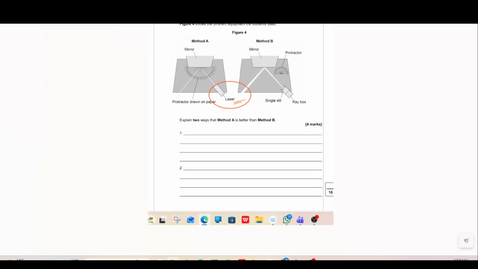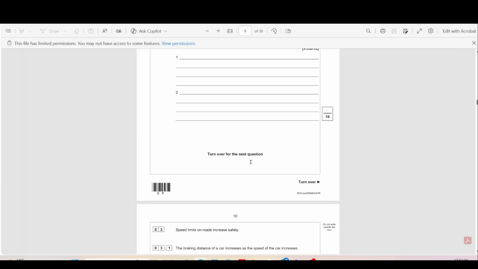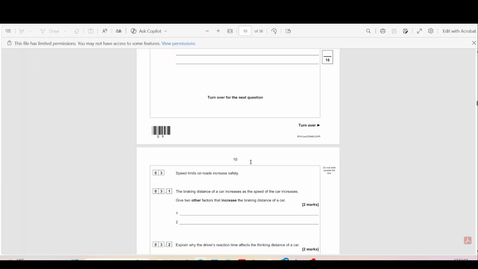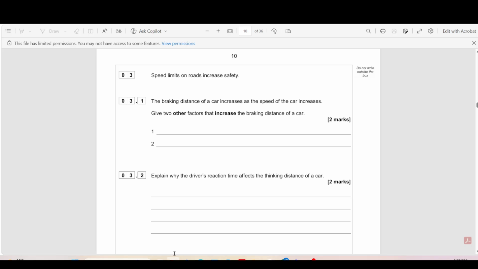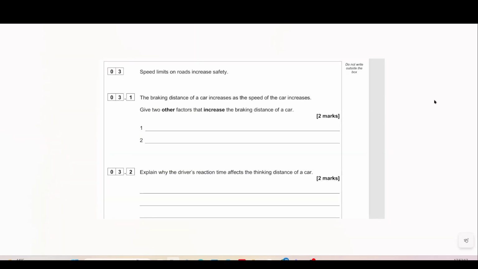Did you write this? Speed limits on roads increase safety. The braking distance of a car increases as the speed of the car increases. Give two other factors that increase the braking distance of the car: the tire tread and the surface of the road.